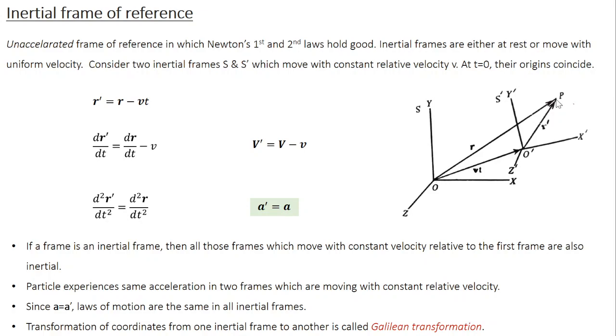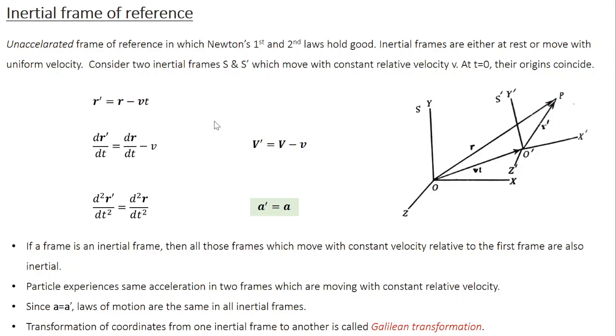Imagine that I have an object, a particle at a point P. The position vector of the particle with respect to S frame, I call it as R. The position vector of the same particle with respect to S prime frame, I call it as R prime. As you can notice here, using the principle of vector addition, I can say R equal to R prime plus Vt or R prime equal to R minus Vt. So this is the relation between position vectors of these two inertial frames.